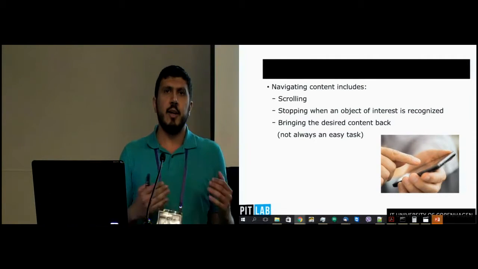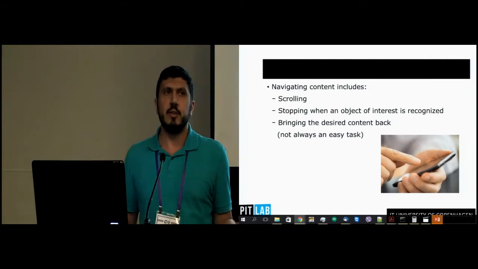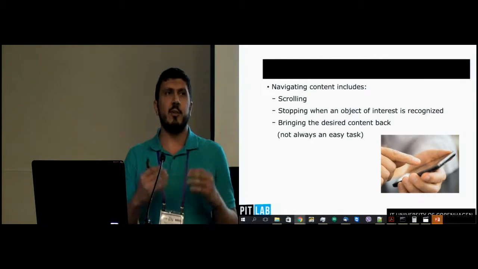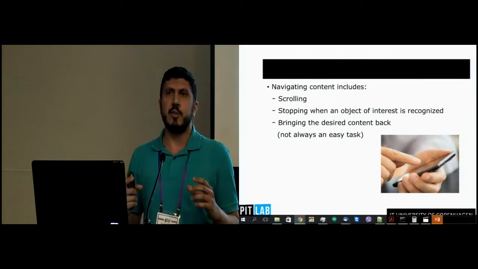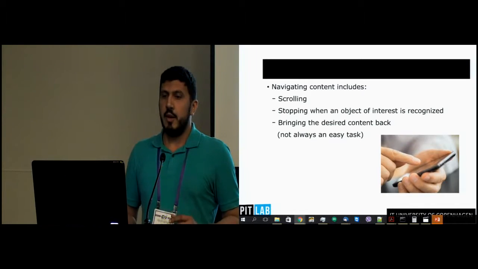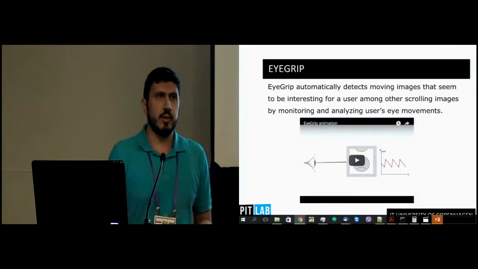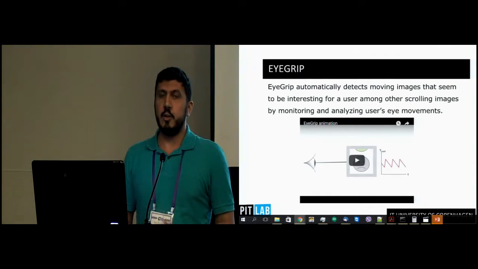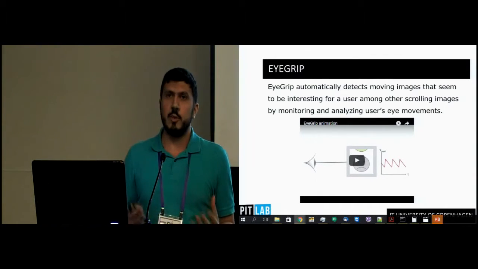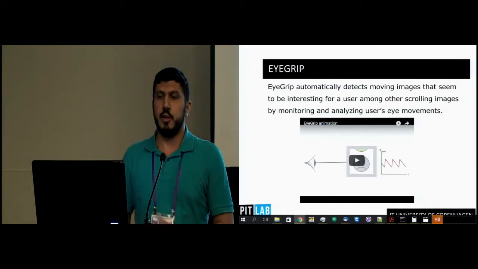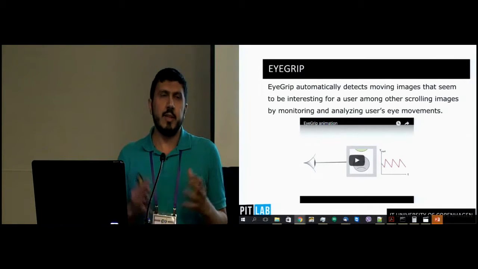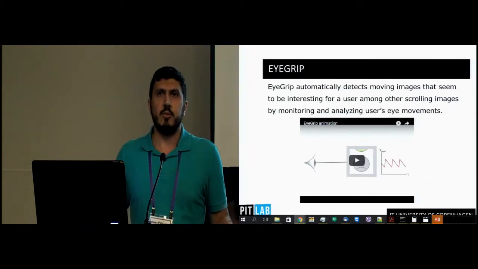First, you scroll, and then at some point, once you find the thing that you're interested in, you stop, and then you take some steps back in order to get the thing that you're interested in into the main view. And now, the idea behind EyeGrip, which is a system introduced by the authors, is that it automatically detects which object is interesting to you while you're scrolling, and it detects it from among several objects that you're scrolling through.